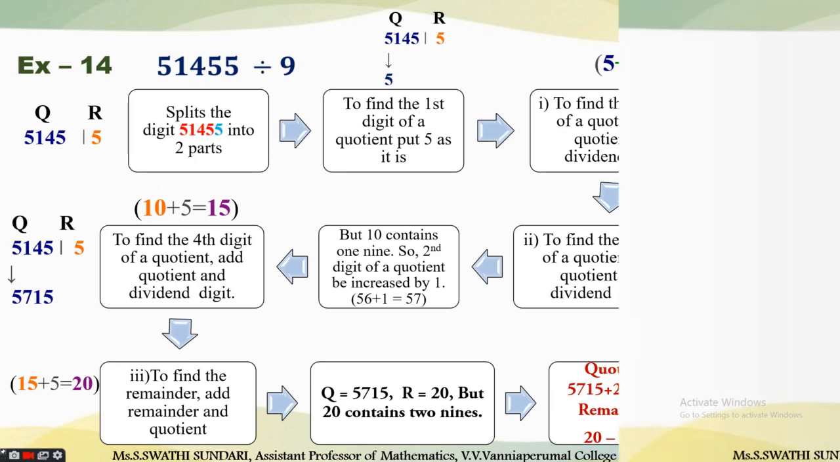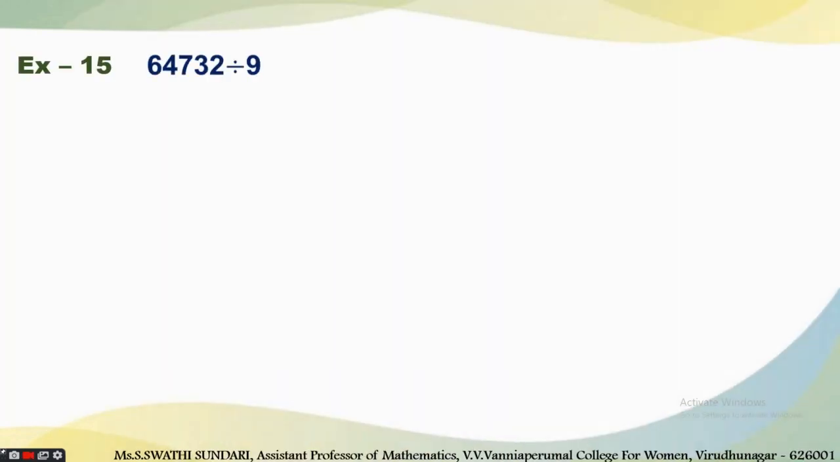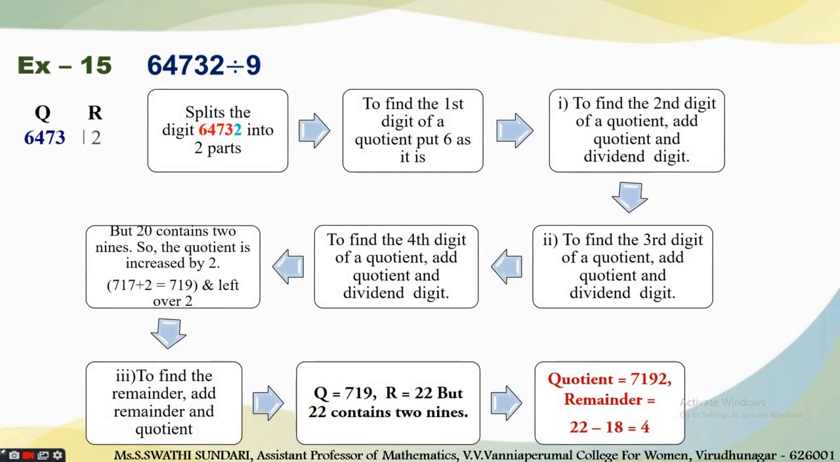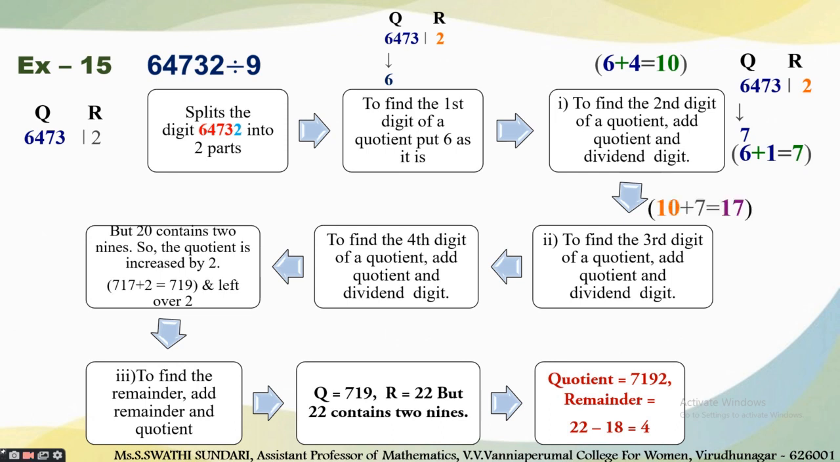And again, we're going to solve a 5-digit number which is divided by 9. So here we have to split the digits as 6473 as the quotient and the remainder is 2. To find the first digit of the quotient, put 6 as it is. To find the second digit of the quotient, 6 plus 4 equal to 10. So 10 contains one 9. So the quotient is increased by 1. So 6 plus 1 equal to 7. And next, we have to find the third digit of the quotient. Add that quotient to the dividend digit, that is 10 plus 7 equal to 17. So the quotient will be 717.